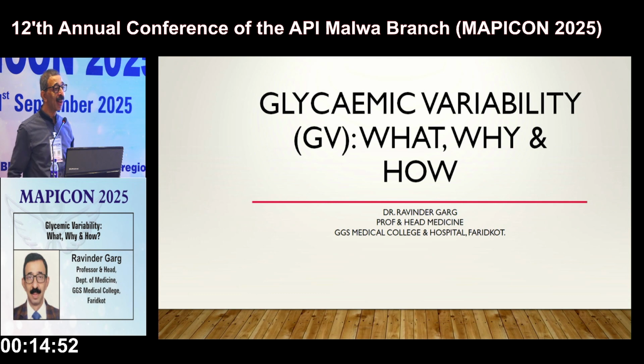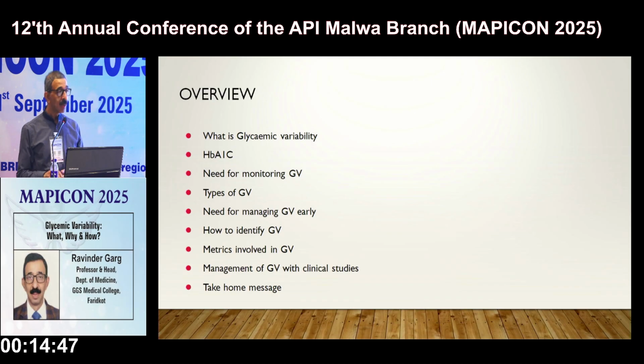So let's talk about glycemic variability: what, why and how. In the next few minutes we'll be going through what is glycemic variability, HbA1c and glycemic variability, need for monitoring glycemic variability, what are its types, and why we need to manage glycemic variability, how to identify it, what are the various parameters, or metrics, to assess GV, and the management of glycemic variability.